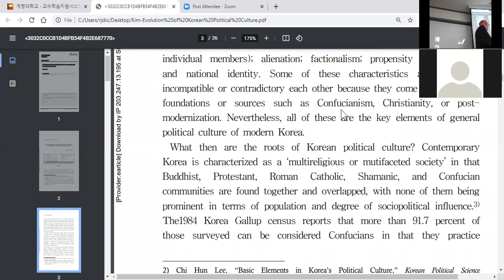They just know they're different. They're found together and overlap, none of them being dominant or prominent, right? We have had Protestant presidents in Korea, we have had Buddhist presidents in Korea, we have had Catholic presidents in Korea. Nobody has claimed to be shamanist, and everybody is Confucian to some degree. None of them being prominent in terms of population and degree of social political influence. Yeah, there's more Protestants than Catholics. There are more Protestants and Catholics together than there are Buddhists, maybe.